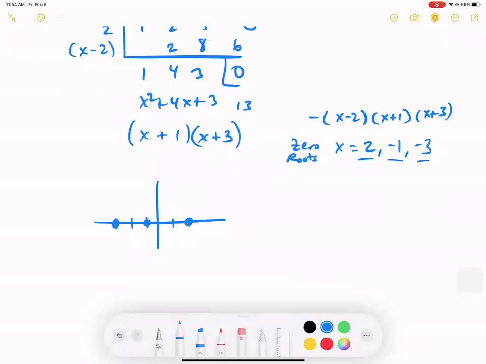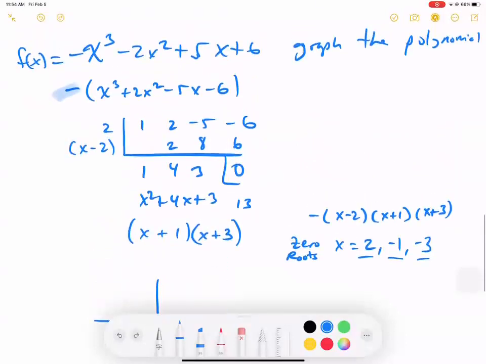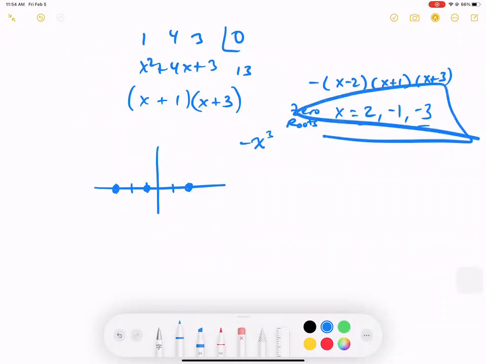Now we have to decide, are we going to go up or down at the end? And this is where I always like starting. I always like starting on the right side. And what we do is we come back here and we look at our biggest bully, our largest term, our first term, negative x cubed. So I'm going to write that for you guys. Negative x cubed, right? Because we are done with the rest. We graphed it. Now we're going to crawl our way across this graph.